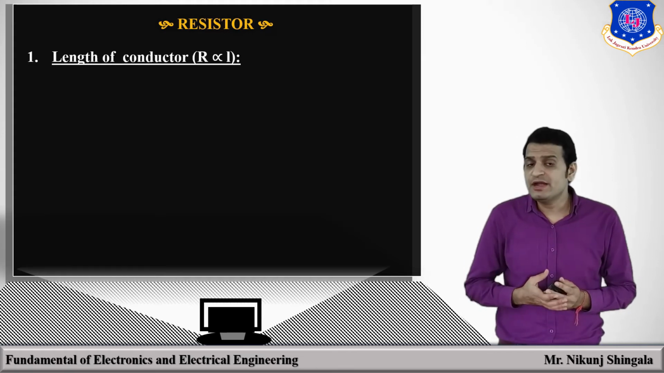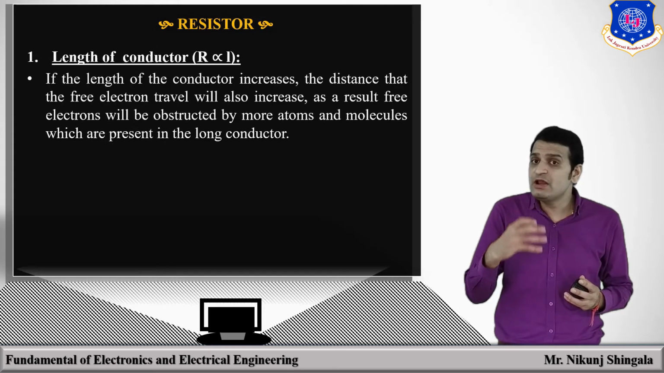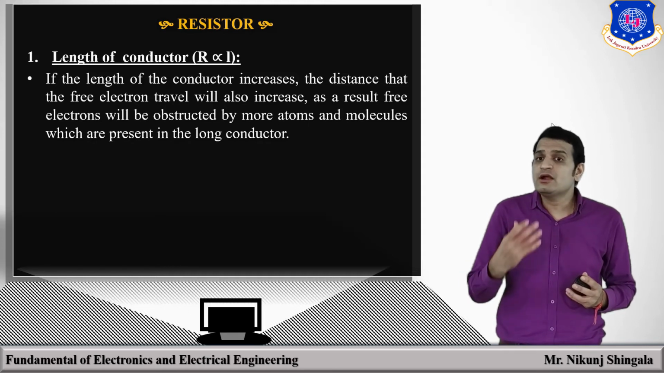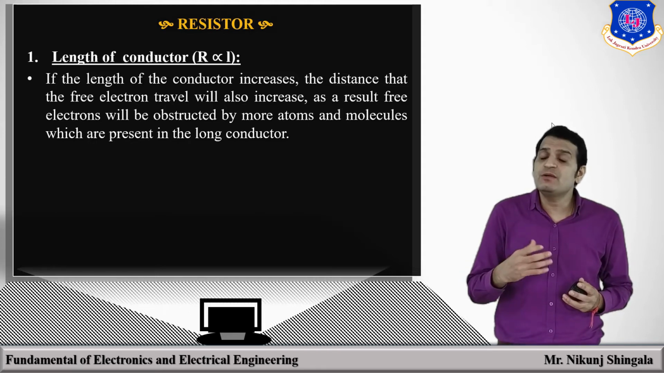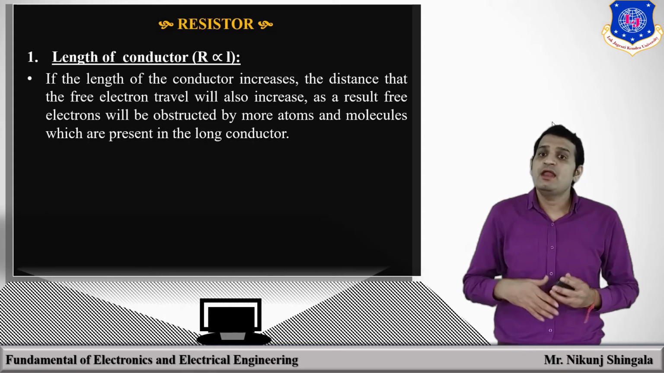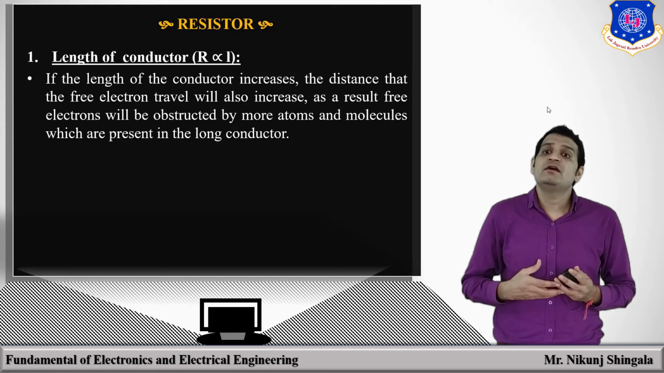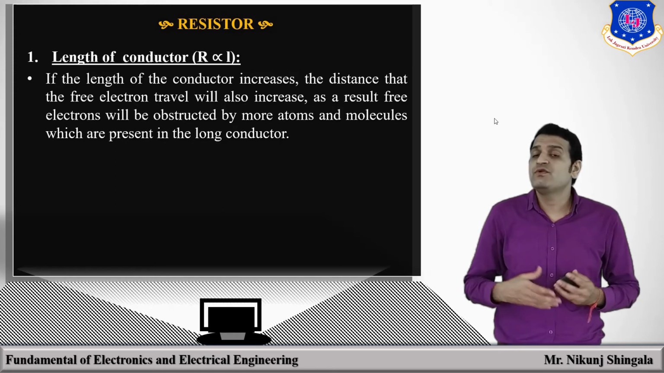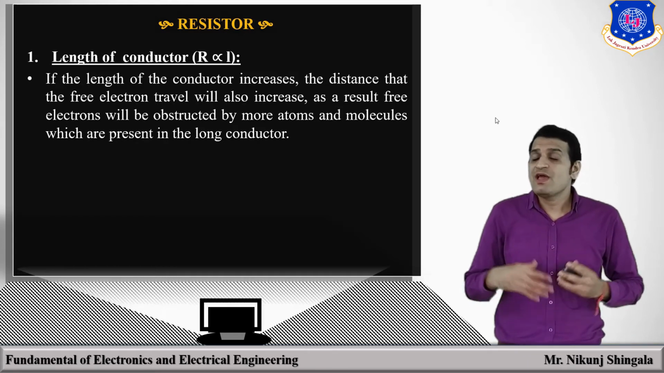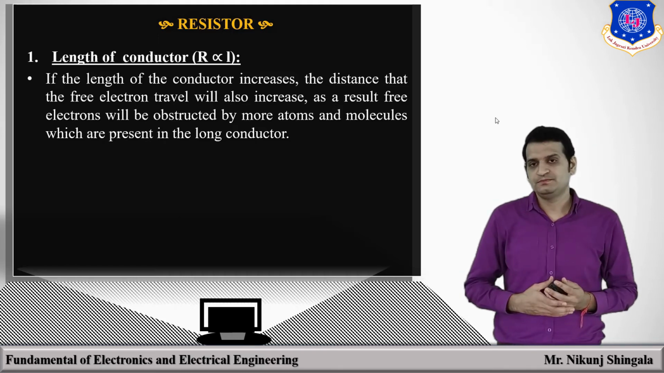So, if the length of the conductor is increased, then the distance that free electrons travel will also increase, and as a result, free electrons will be restricted by more atoms and molecules present in the long conductor, and obstruction and collision are increased. Then the flow of electrons is reduced, so we can say current is reduced and resistance is increased. So as the length of the conductor increases, resistance also increases.